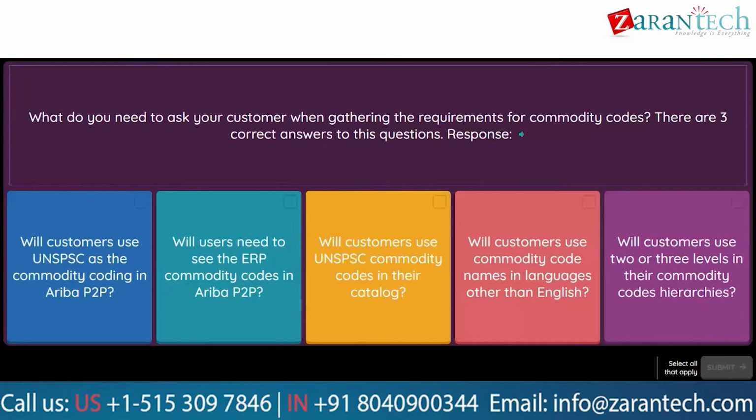Question: What do you need to ask your customer when gathering the requirements for commodity codes? There are 3 correct answers to this question. Response: Option 1, will customers use UNSPSC as the commodity coding in Ariba P2P? Option 2, will users need to see the ERP commodity codes in Ariba P2P? Option 3, will customers use UNSPSC commodity codes in their catalog? Option 4, will customers use commodity code names in languages other than English? Option 5, will customers use 2 or 3 levels in their commodity code hierarchies?